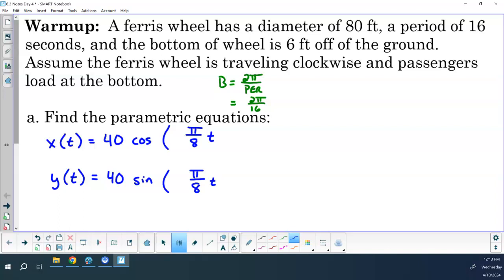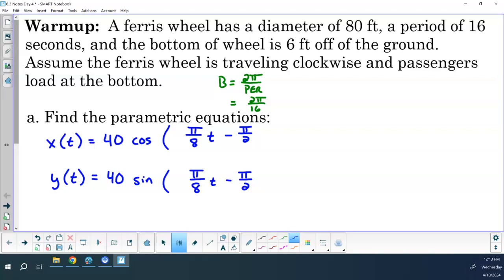Here's the internal struggle that I have. Yes, I agree with you, because that's what it should be. But for some reason, it's positive 3 pi over 2. So let's go minus pi over 2, just because it's less. Plus 3 pi over 2 is the same as minus pi over 2, because it's loading at the bottom. It says right here, assume that it's clockwise and passengers load at the bottom.